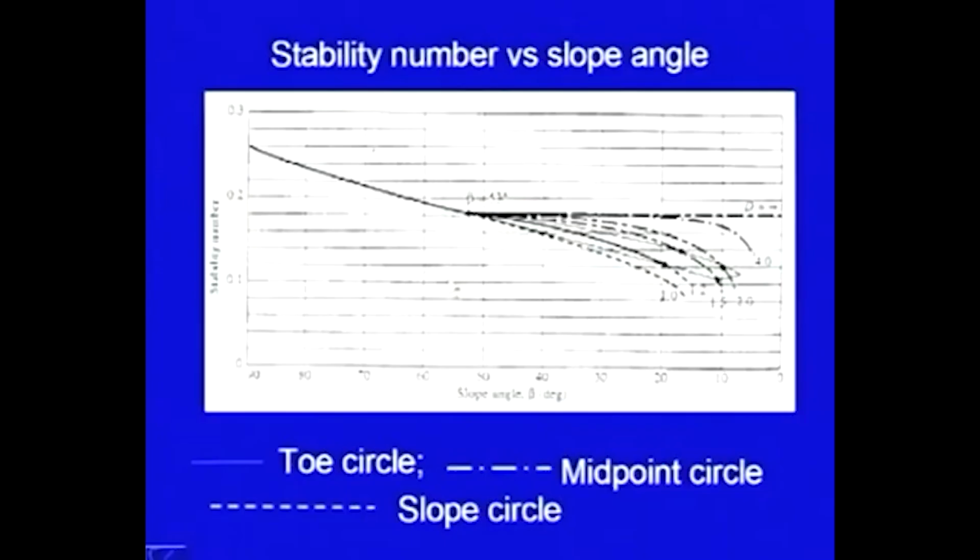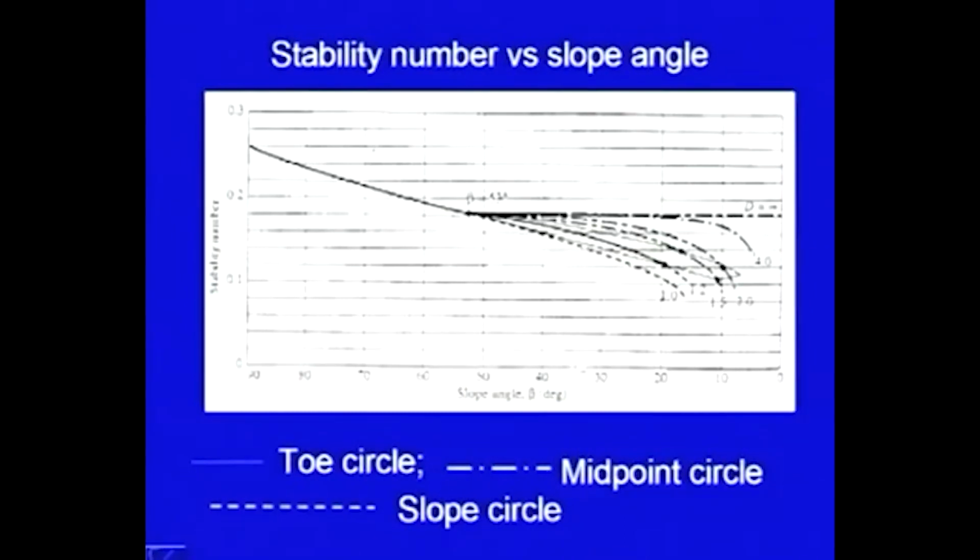For steeper slopes, when beta is more than 53, only the toe failure occurs. If it is less than 53, then this can be a base failure or slope failure. So, the charts are available for both the cases. If it is a midpoint circle, it means it is a base failure. In case of the base failure, the critical circle is called a midpoint circle. And slope failure, if the circle is passing above the toe, that is slope failure. So, for that different lines are available.